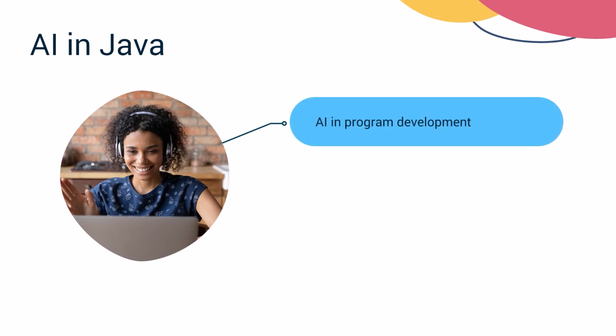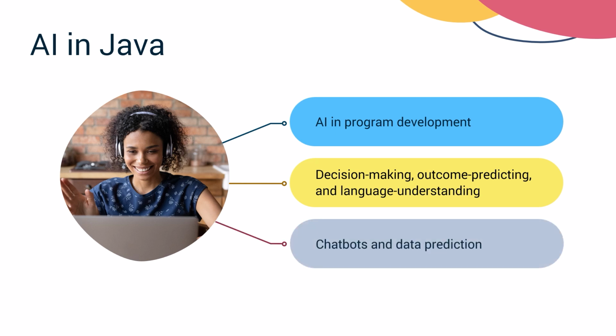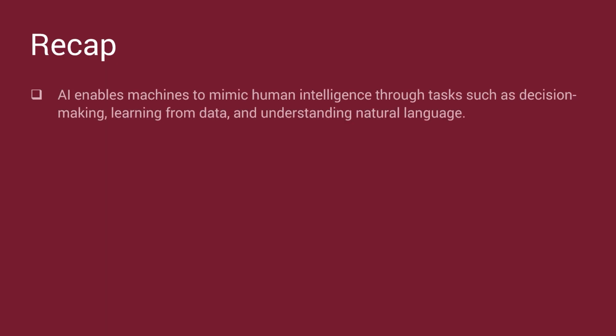AI plays a significant role in program development, enabling systems to make decisions, predict outcomes, and understand human language. By implementing these concepts in Java, you can develop practical applications such as chatbots and data predictions to handle real-world scenarios. In this video, you learned that AI enables machines to mimic human intelligence through tasks such as decision-making, learning from data, and understanding natural language, which are key concepts that form the foundation of AI.